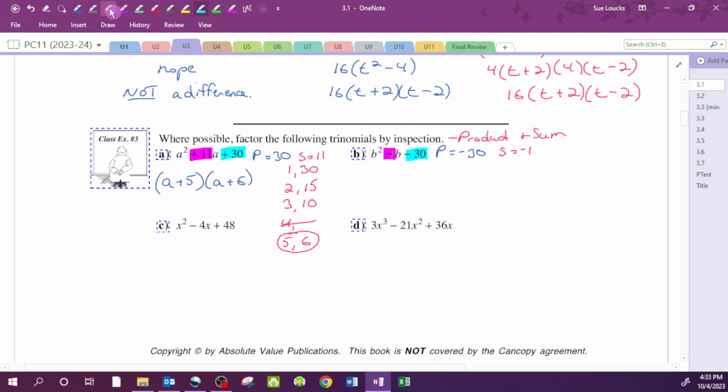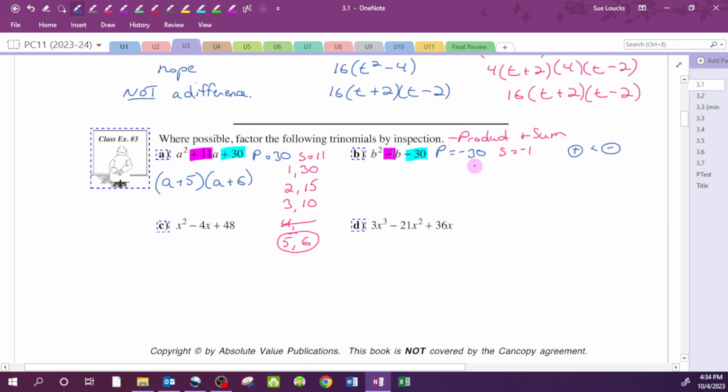Okay. So this time, since my product is negative, my two factors are going to be different signs. And since my sum is positive, I know that my positive factor is going to be smaller than my negative factor because I'm going to have more negatives. That's how I get the negative sum. And since I always start with the smaller factor, it means my second column is going to be negative.